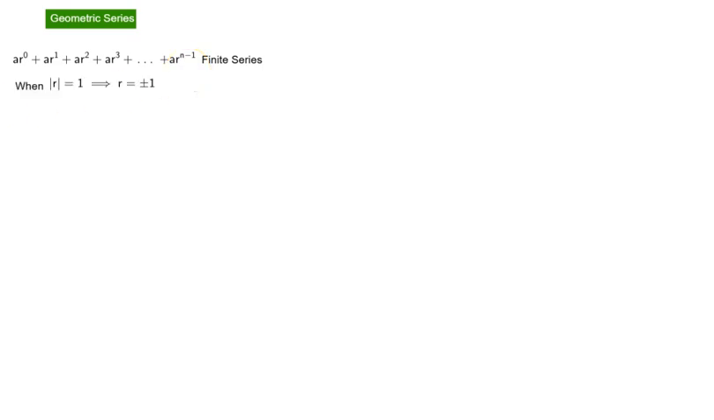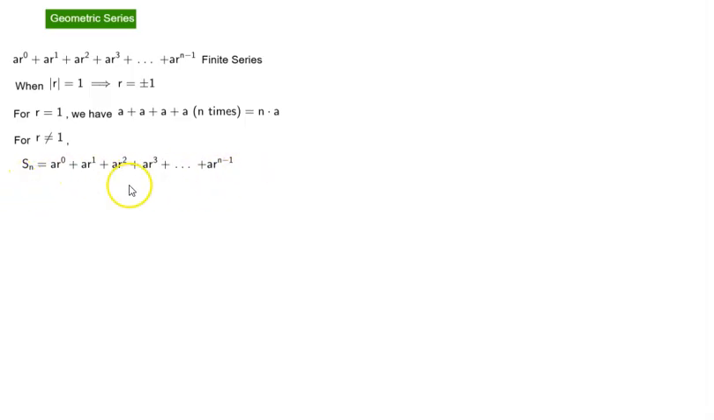That depends on R. So when the absolute value of R is equal to 1, that implies R is equal to plus or minus 1. So for R equal to 1, we have A plus A plus A n times, which is nothing but n times A. So here, when R is 1, R and its powers, they all disappear. Only A's are left. Now, when R is not equal to 1, that is where things happen.